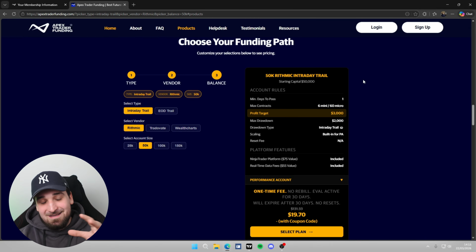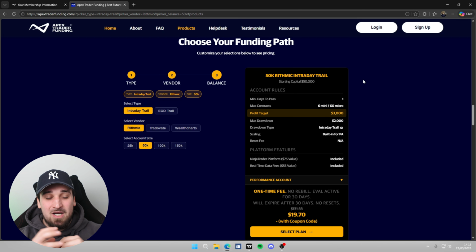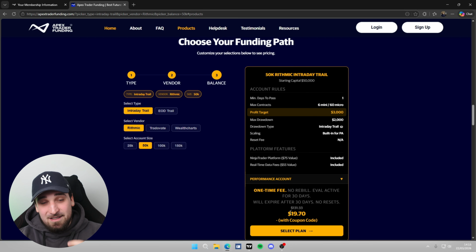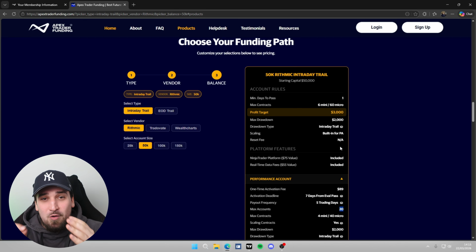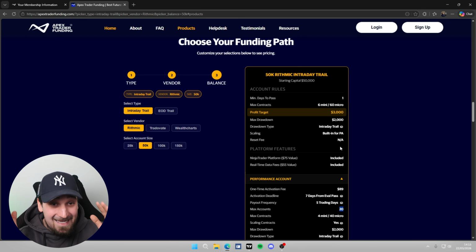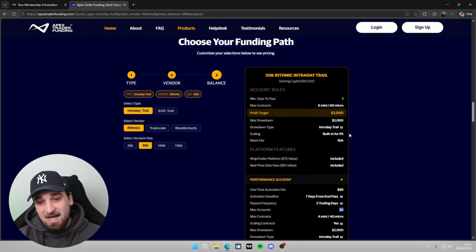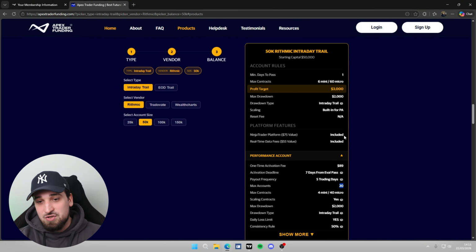Now let's have a look at the difference between a CFD prop firm and a futures prop firm. The opportunities are actually insane. If you can see on your screen right now, you can get a 50K account for as little as $19 to just get the account. Then you also have something called an activation fee, which is only $89. That's actually less than half price of just a normal 50K on a CFD prop firm. And there's so many more things that are so much better.